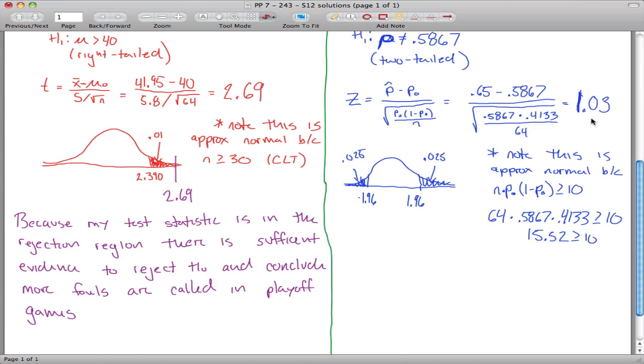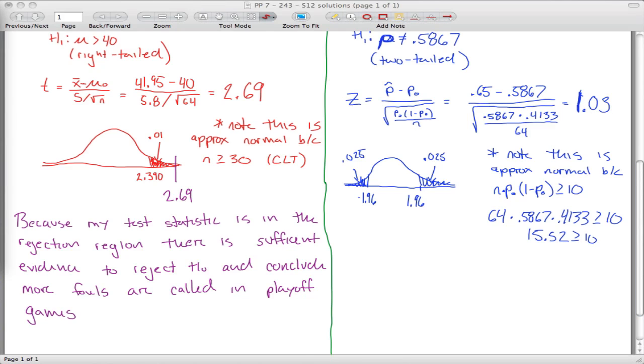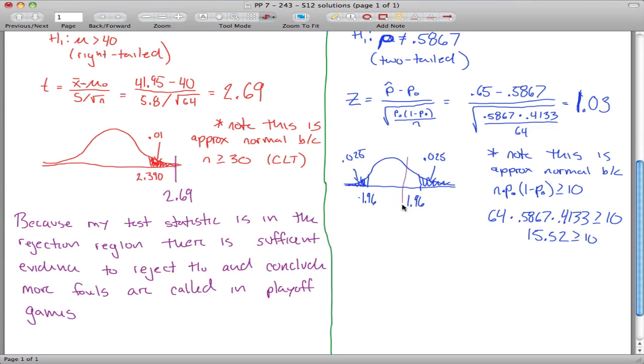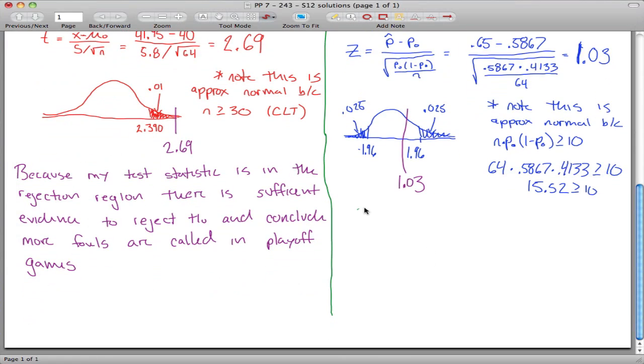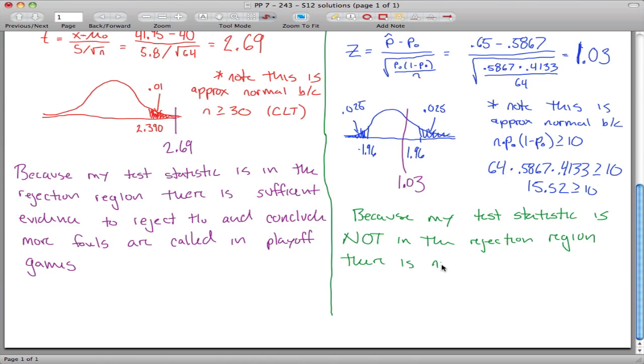So then what we do is we look at our test statistic here, this 1.03, and the test statistic does not fall in the rejection region, right? It's less than 1.96. Maybe it's somewhere over here, 1.03. So because of that, because my test statistic is not in the rejection region, there is not sufficient evidence to reject the null hypothesis.